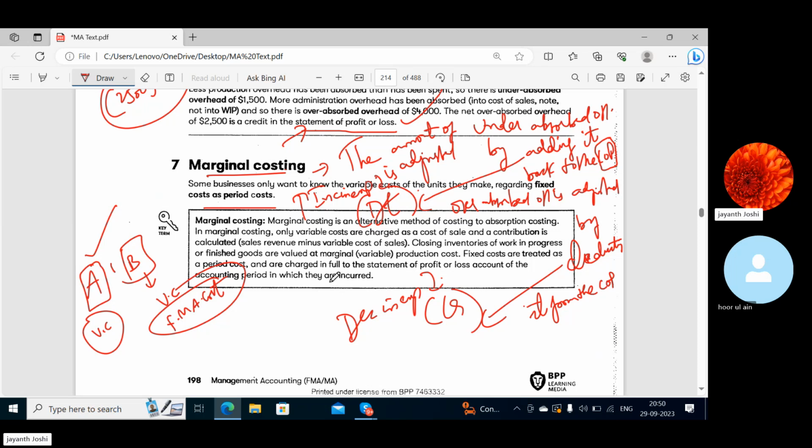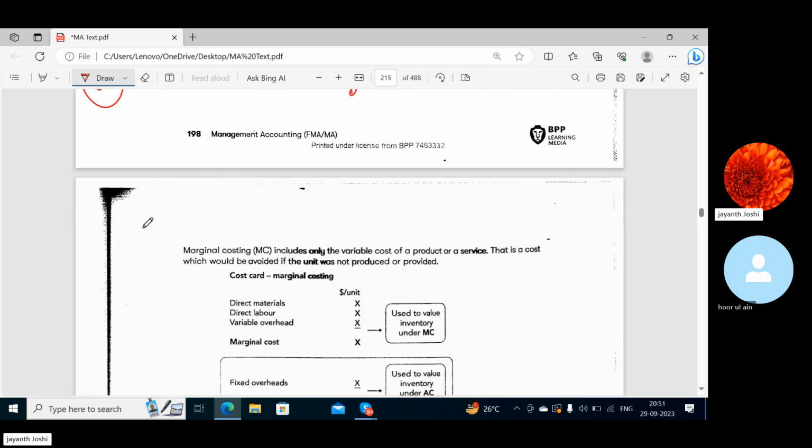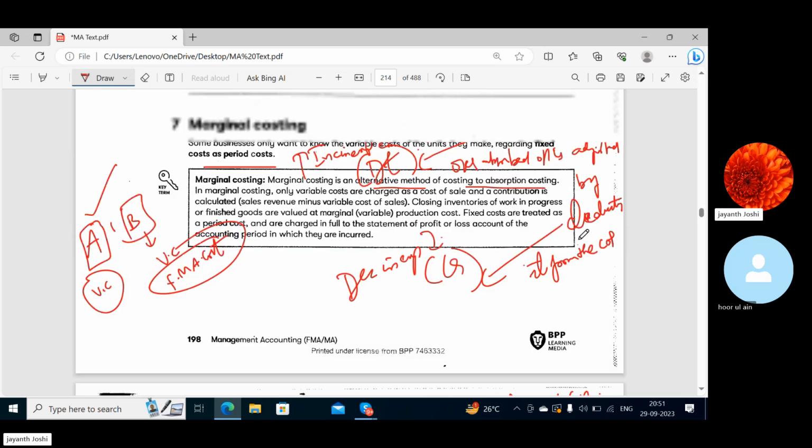The next topic we are going to study is marginal costing and absorption costing differences. Marginal costing is one of the methods of finding out the cost, and absorption costing is also one of the methods of finding out the cost of a product, but both methods have different concepts. Marginal costing is an alternative method of costing to absorption costing. So now you understood that there are two methods: one is absorption costing, one is marginal costing. These two are different methods, right? And marginal is the alternative method.